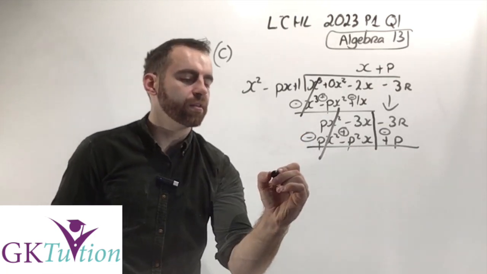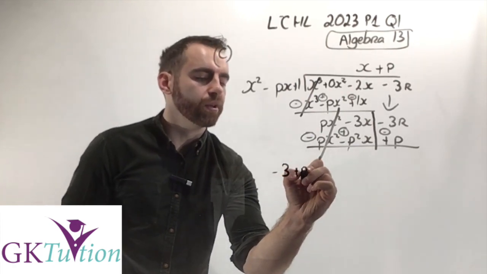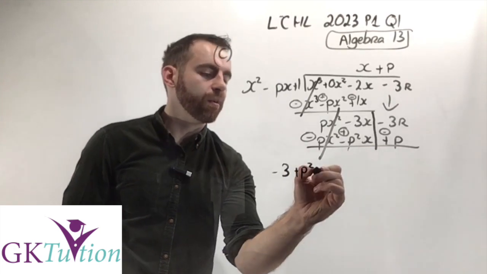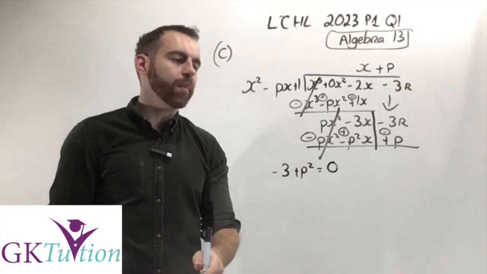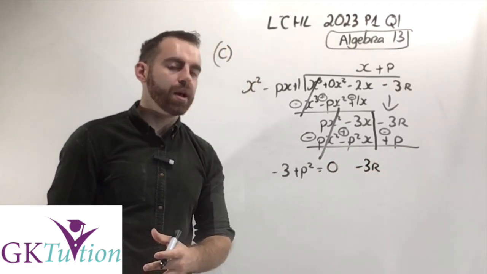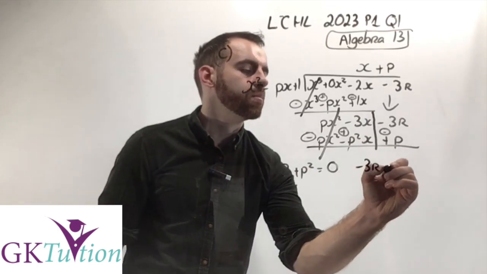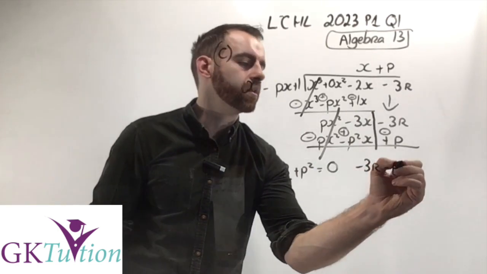The term in front of x on the top is a minus 3, and the term in front of x on the bottom is plus p squared. And that's my first remainder. I know that that has to be equal to 0. My second remainder is the term without an x on the top is minus 3r, and the term without an x on the bottom is minus p. That's my second remainder, and I also know that that has to be equal to 0.